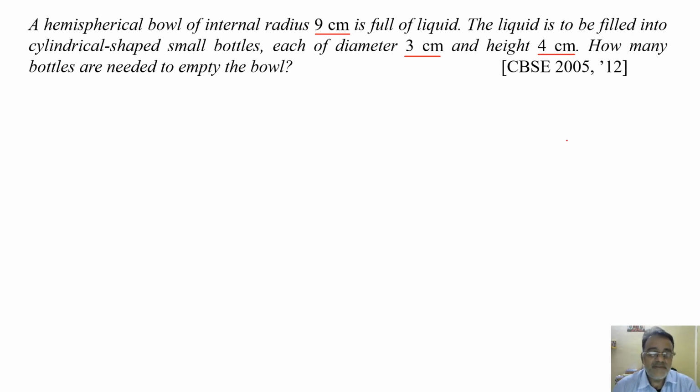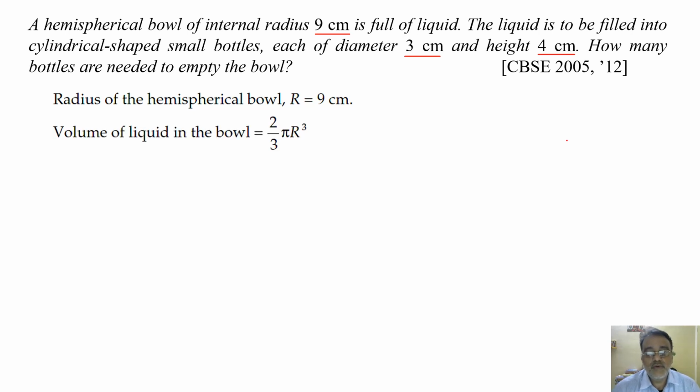So radius of hemispherical bowl 9 centimeter, capital R ले लेते हैं. And what is the formula for hemisphere? Volume of hemisphere? 2/3 pi r cube. Right. So volume of liquid in the bowl will be 2/3 pi capital R cube. So pi को छोड़कर बाकी वैल्यू सब्सटीट्यूट करेंगे. ओनली 9 इंटू 9 इंटू 9. राइट, एक 9 हम लोग 3 से कैंसिल कर सकते हैं. सो 81 इंटू 6 486 पाई सेंटीमीटर क्यूब.